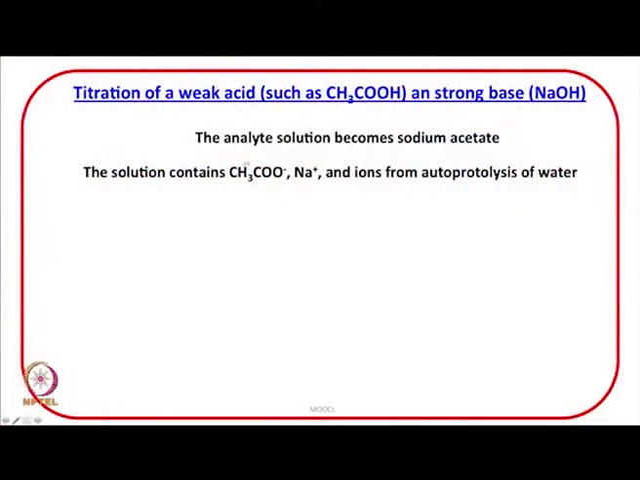Coming back to the titration of a weak acid with a strong base like sodium hydroxide, and acetic acid, which is a weak acid, the analyte solution becomes sodium acetate. So what does the solution have? As I just discussed, it will have acetate ions, it will have sodium ions, and of course always you will have ions from autoprotolysis of water.